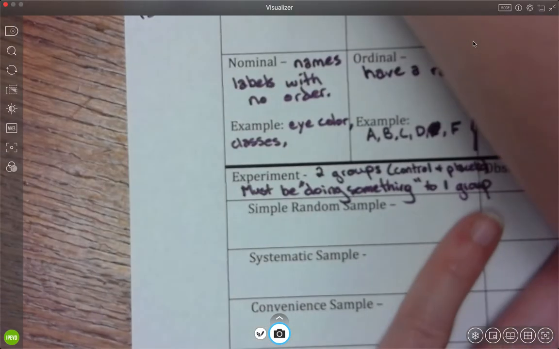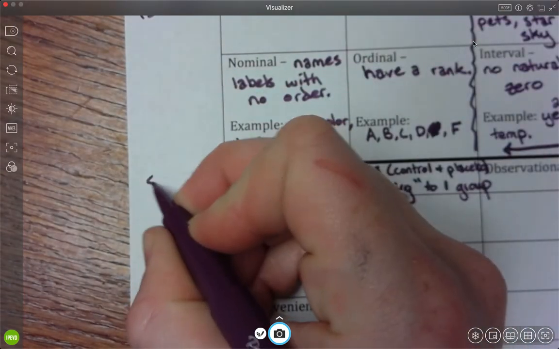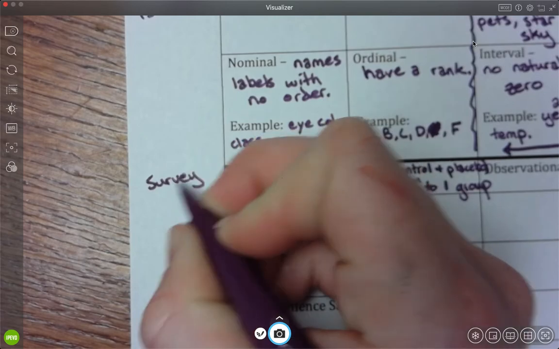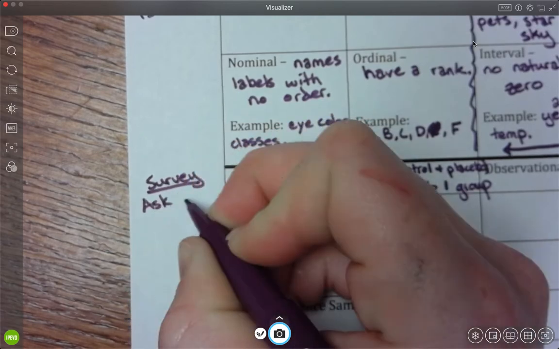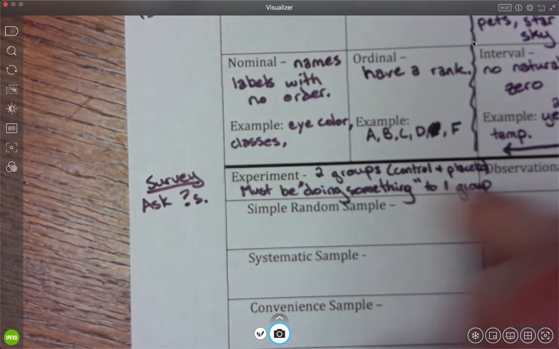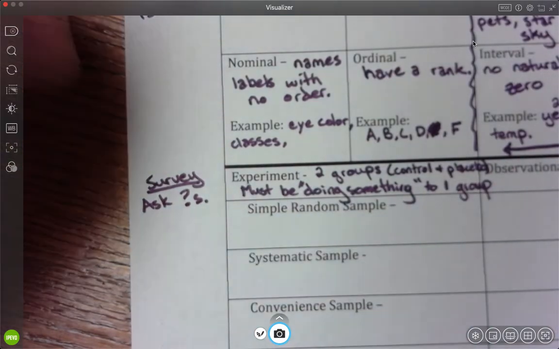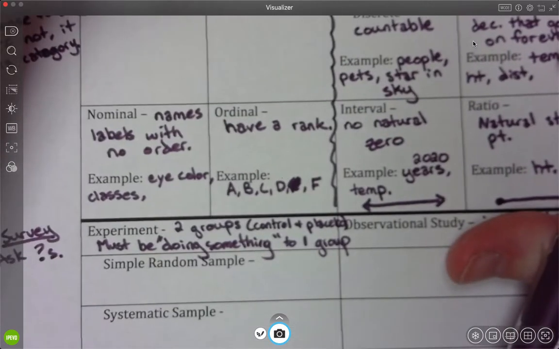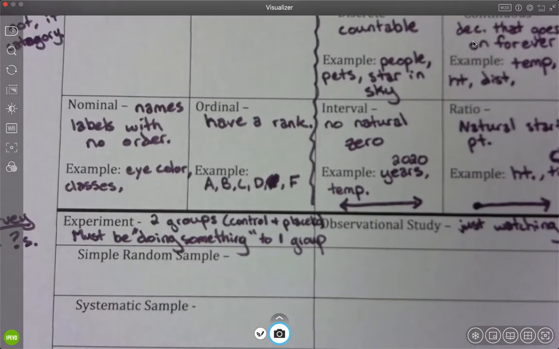So in a survey, you're just asking questions. I'm going to add that over here, ask questions. Okay, so that's kind of a third type, experiment, observation, and then a survey. So you're just asking questions in a survey. In an observation, though, you're observing people's behavior. You're observing how they react.